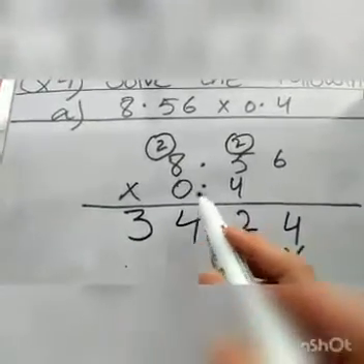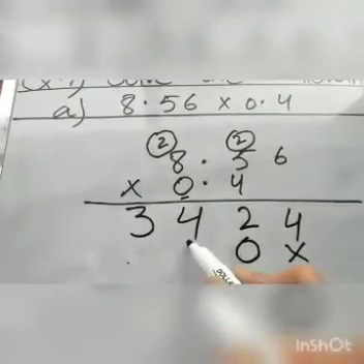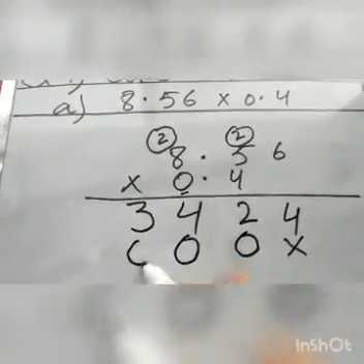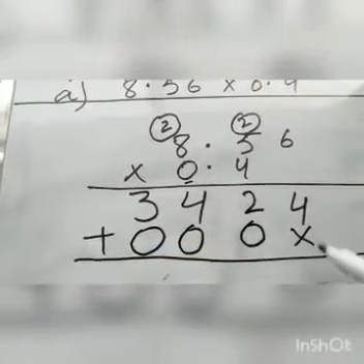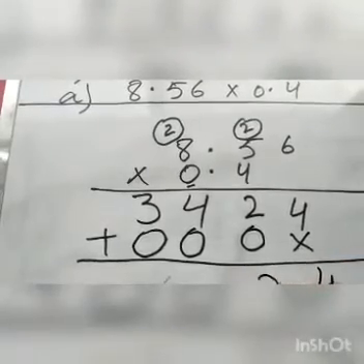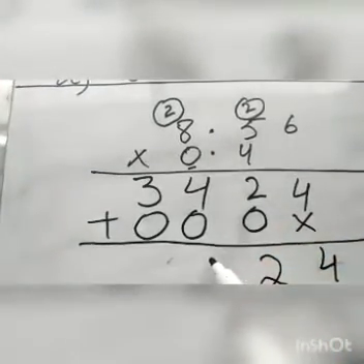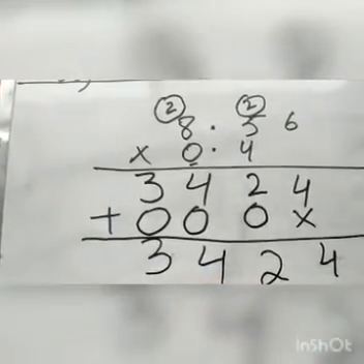Second digit from 0.4 is 0. 0 6 times is equal to 0. 0 5 times is equal to 0. 0 8 times is equal to 0. Now we need to add together. 4 plus 0 is equal to 4. 2 plus 0 is equal to 2. 4 plus 0 is equal to 4. And 3 plus 0 is also equal to 3.